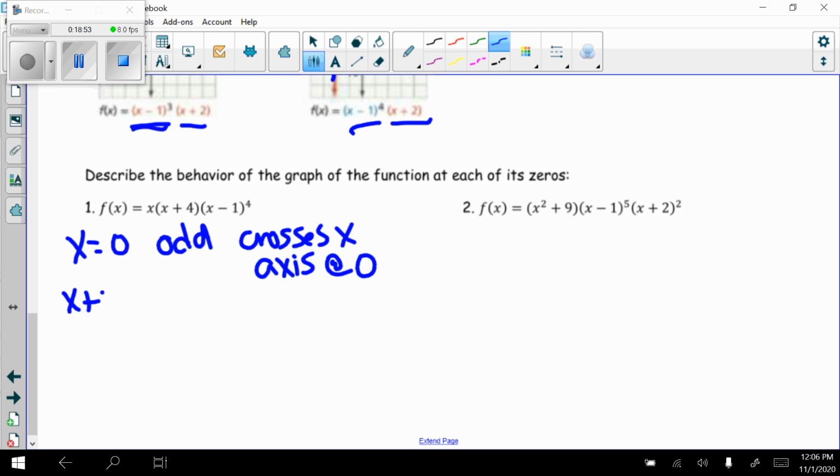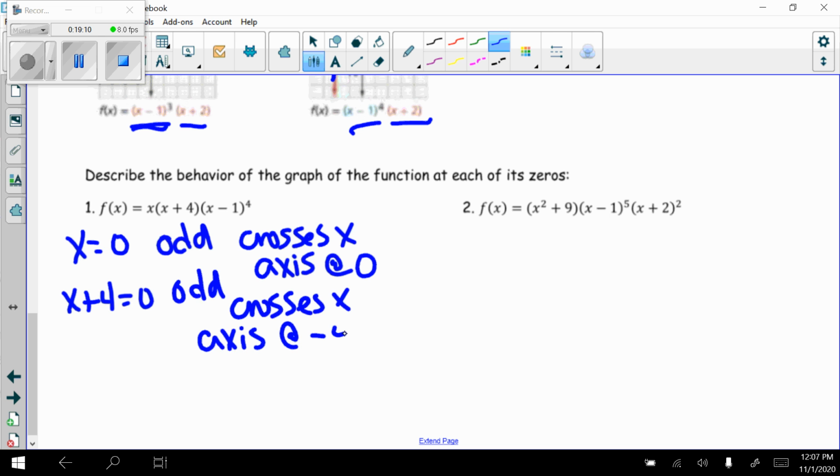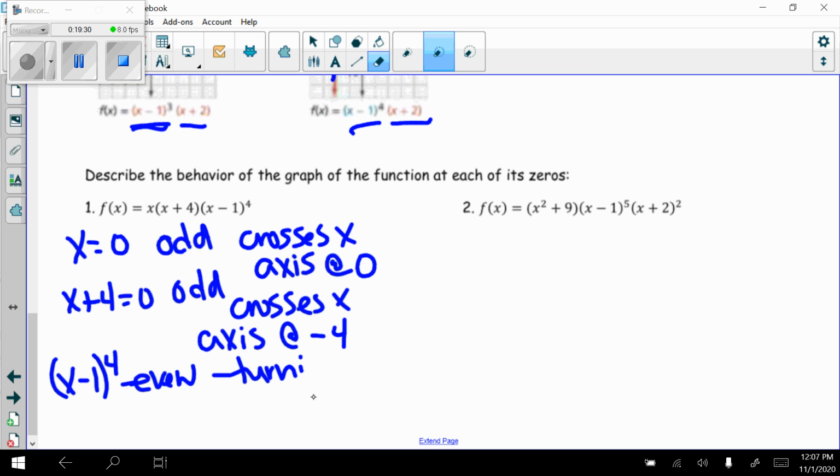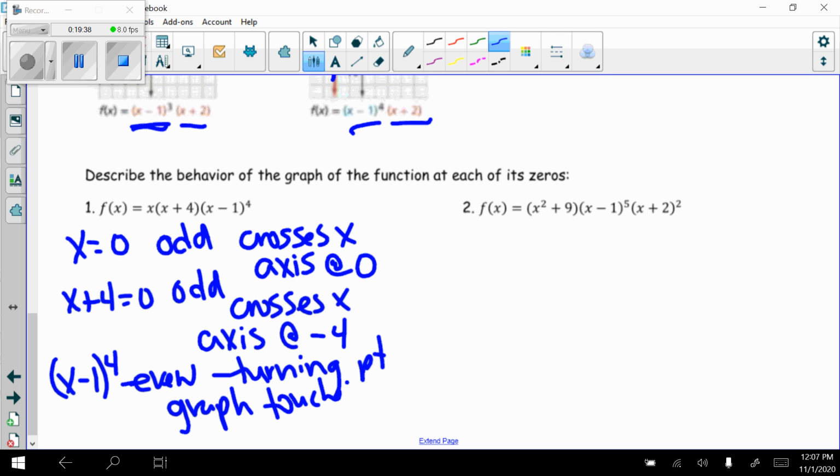My next one, I have x plus 4 equals 0. Notice my exponent of that factor is just 1. So again, that's odd. So here it also crosses the x-axis at, if I solve that, negative 4. x minus 1 to the 4th power, that's even. So I have this factor that appears 4 times. That's even. That means I have a turning point. So the graph touches at 1, then turns back. It does not cross the x-axis at positive 1.